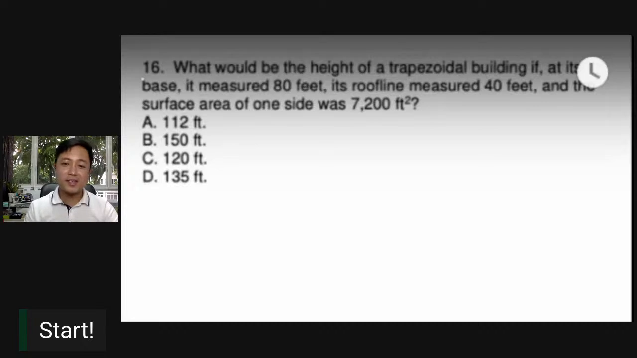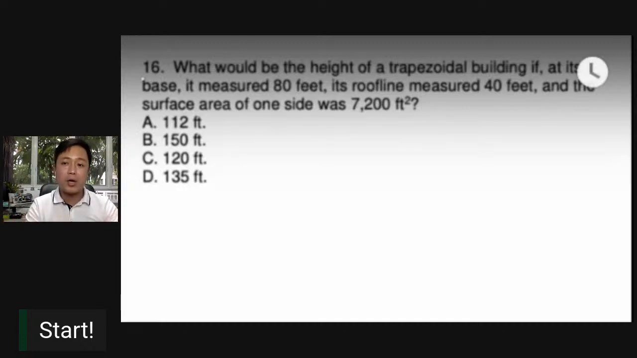All right, looks like this is a difficult question. I only see one answer so far. Well, actually two answers. The question is, what would be the height of a trapezoidal building if at its base it measured 85 feet, its roof line measured 40 feet, and the surface area of one side was 7,200 square feet.